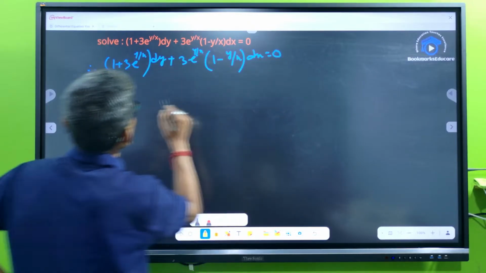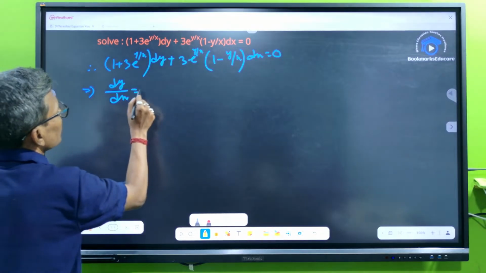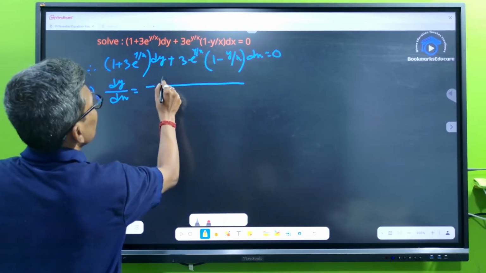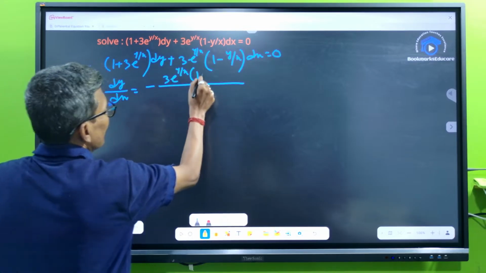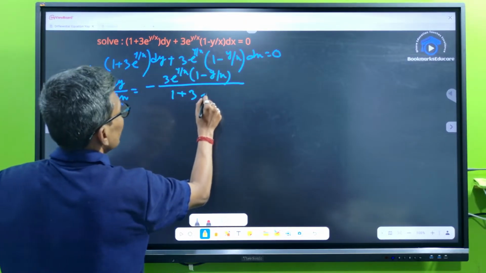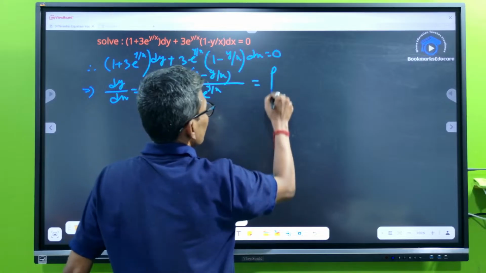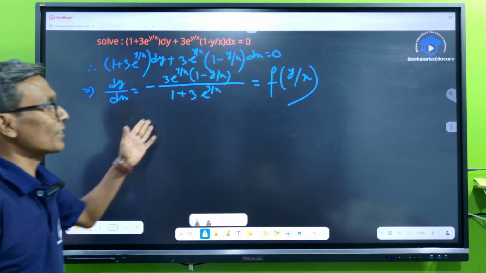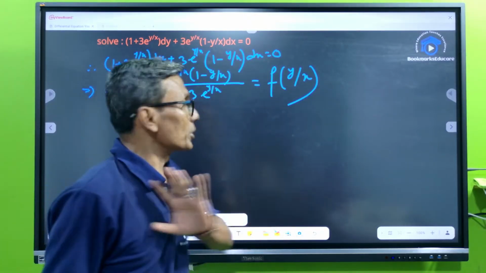So dy by dx is equal to minus e to the power y by x into (1 minus y by x) by (1 plus e to the power y by x). This is a function of y by x. So dy by dx is a function of y by x. That is why it is considered as a homogeneous differential equation.